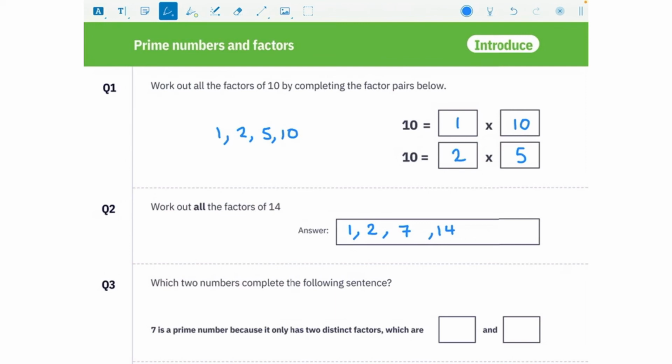Question number 3, which two numbers complete the following sentence? 7 is a prime number because it only has 2 distinct factors, which are 1 and 7. So there's only 2 factors of 7. 1 in itself, so 1 and 7 are 2 distinct factors.